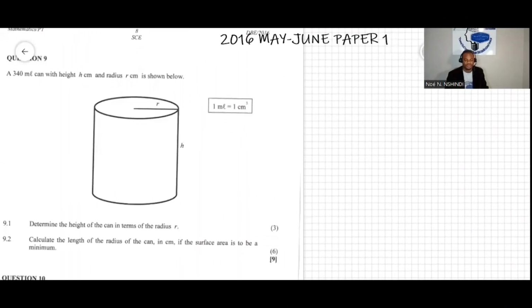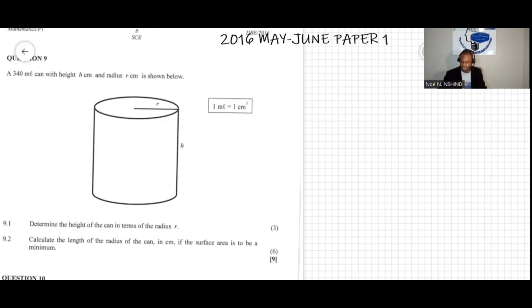Well, we have a question here, question 9. The question says a 340 milliliter can with height 8 centimeter and radius r centimeter is shown below. And then 9.1 says determine the height of the can in terms of the radius.